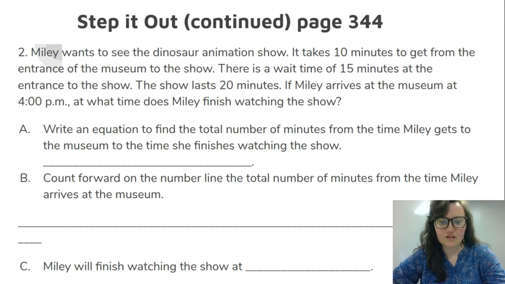Then B, it says count forward on the number line the total number of minutes from the time Miley arrives at the museum. So she arrives at 4 o'clock. And so then you have to do 4 o'clock plus 10, which is 4:10. 4:10 plus 15 is 4:25. And then 25 plus 20 is 45. So your whole time, C, Miley will finish watching the show at 4:45.